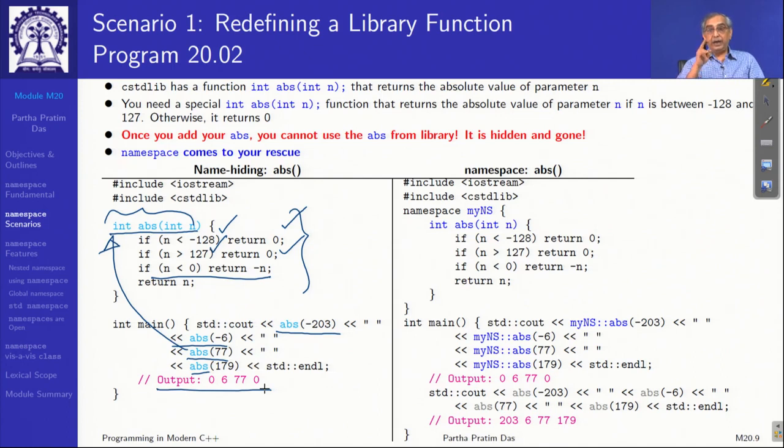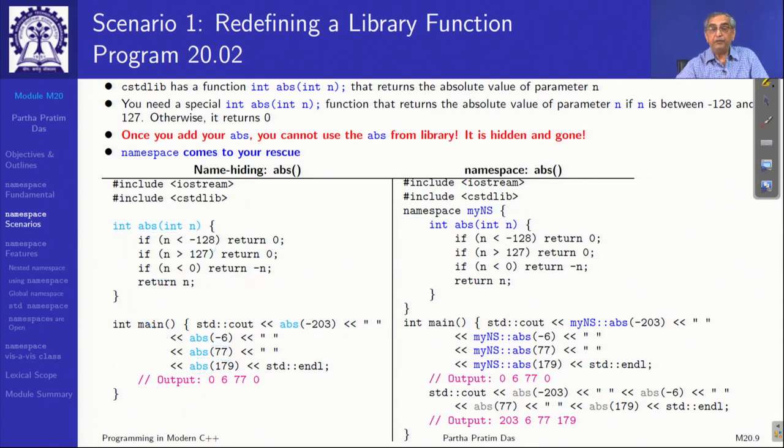So, there are two aspects. One is, if you do not want to use a different name for ABS, because that is not semantically expressive, you do not want to call it my ABS, that can always solve the problem. But you want to call it ABS, but provide it with a different definition. You cannot do that without hiding the original function that exists in the library. So, this is the basic problem of name clash.